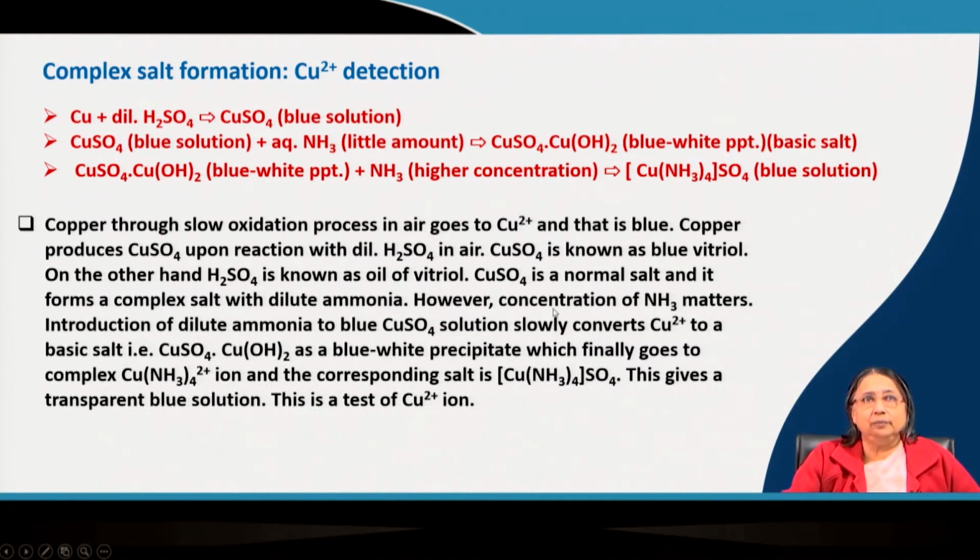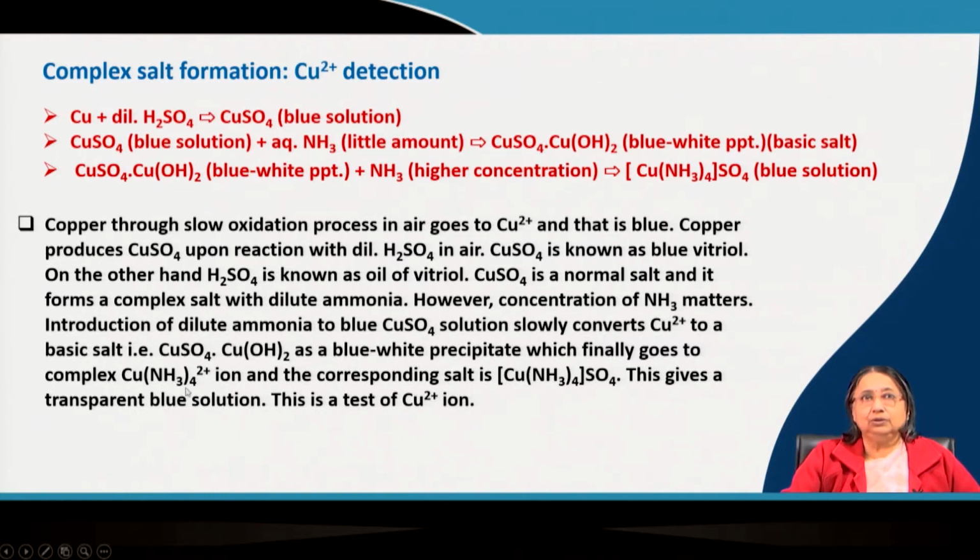Then it will form a basic salt. This is nothing but copper sulphate, copper hydroxide, okay, and it is a blue white precipitate. You will see a blue white precipitate formed in the test tube. Now, if you increase the concentration of ammonia, then what will happen? Finally this precipitate goes into solution.